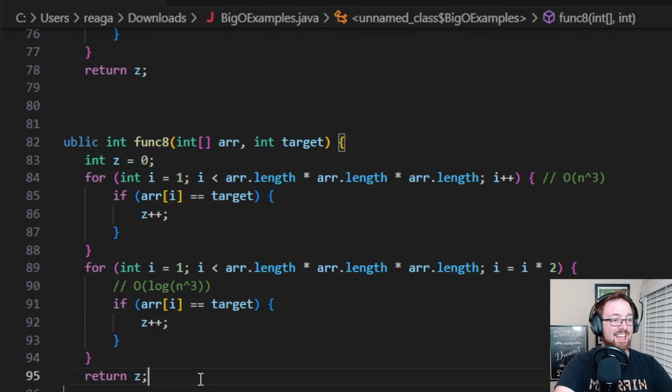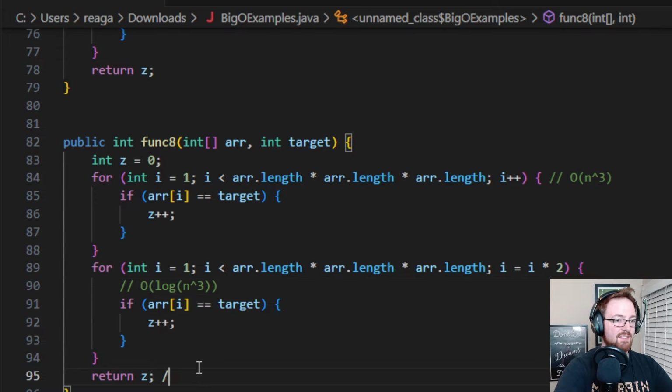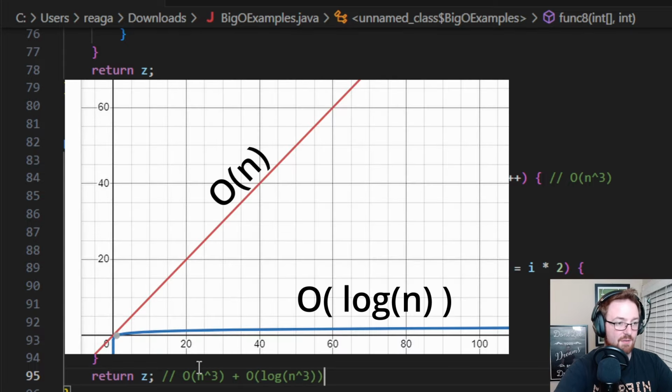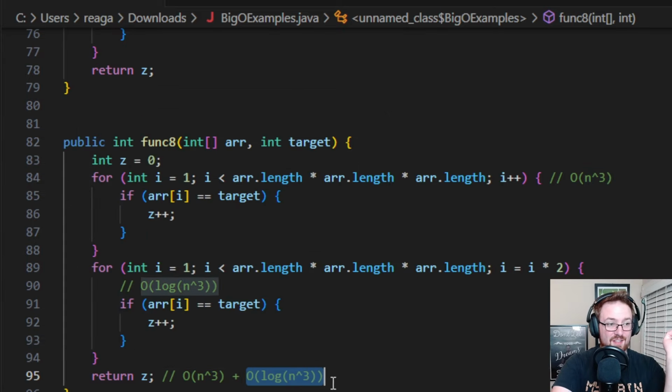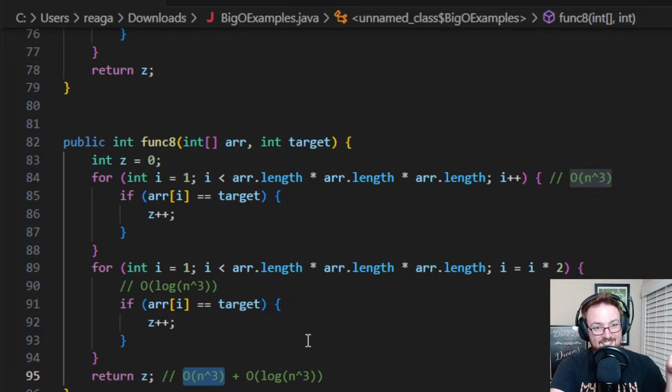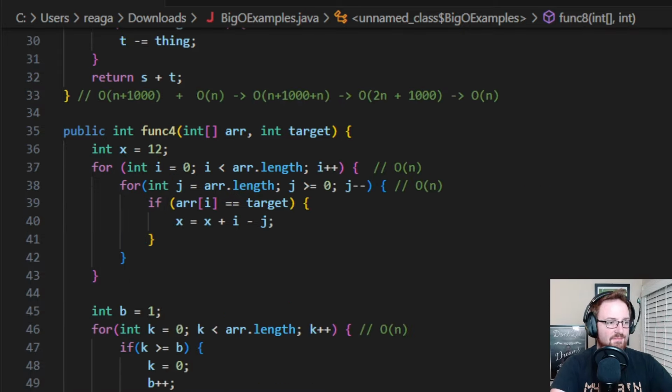So what we end up with at the end of this whole function is big O of n cubed plus big O of log of n cubed. The logarithm of something is always going to be smaller than it itself. Because of that, we throw away the big O of log n cubed, and we end up with just big O of n cubed. Hopefully, you don't have to deal with very many that are like this. But I have seen stuff like this thrown out by interviewers and professors. So it can get weird like this. And stuff like this is usually why people don't like big O.